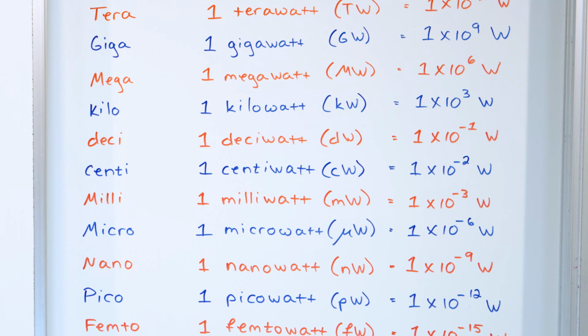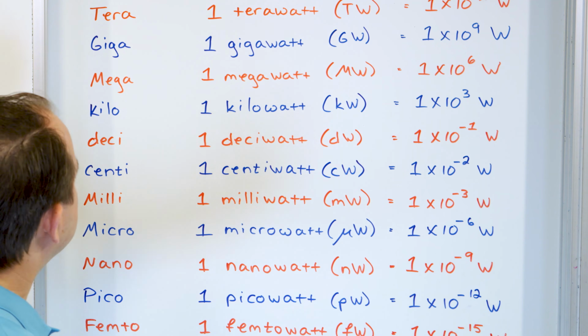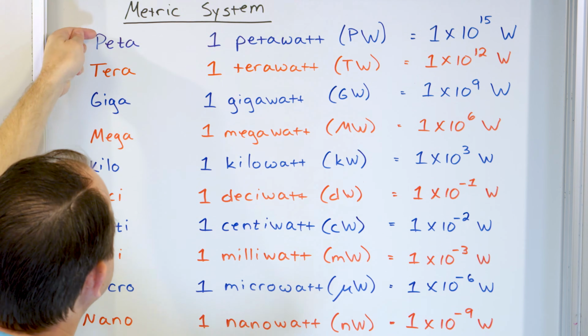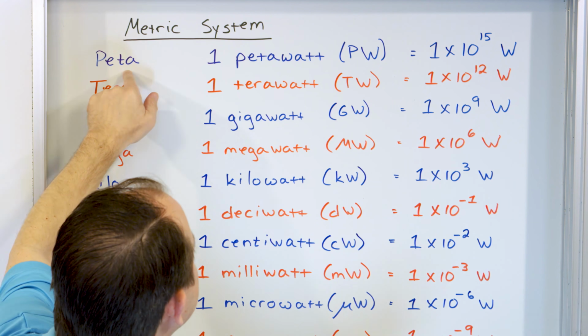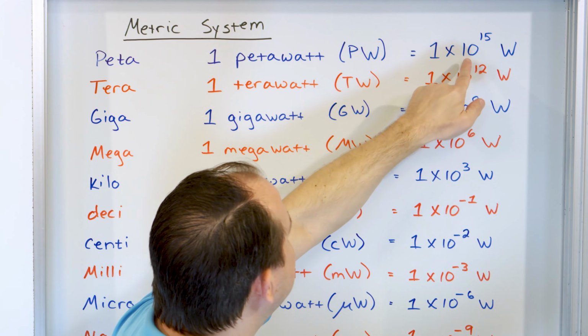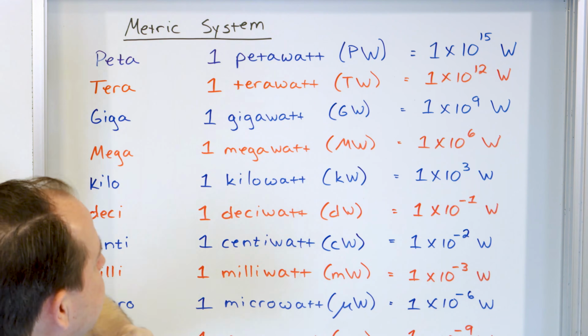So that's how this thing works. And you can look at this table, and you don't really need to memorize anything, but let's go from top to bottom. The largest unit that we're going to learn about is called a peta. So petawatt, PW, and that's the exponent, watts.